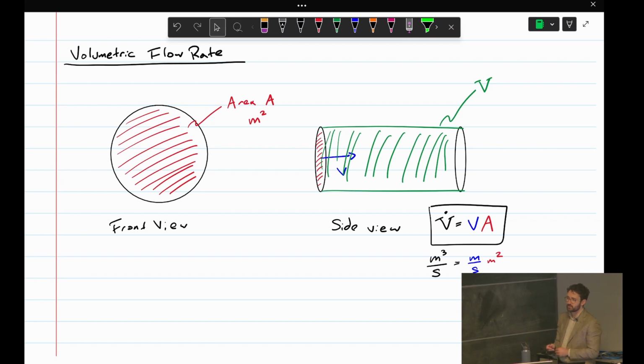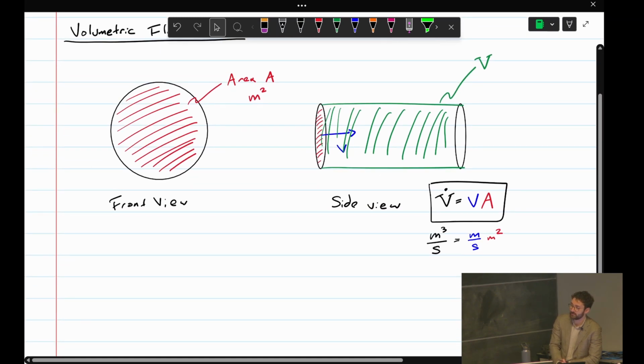I've done meters cubed per second, but this is like gallons per minute, liters per minute. Very common parameter that we need to look at in internal flows. So for example, for your project, you have a target volumetric flow rate that you want to achieve in your pipe of, I can't remember what it is, it's like 0.05 meters cubed per second.